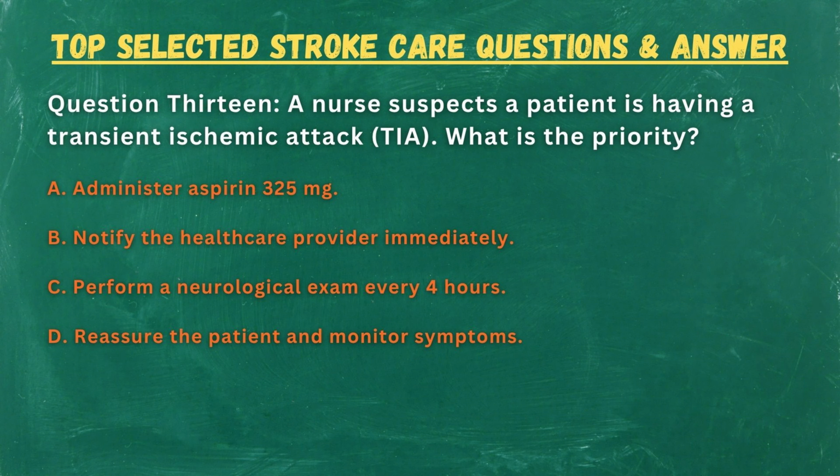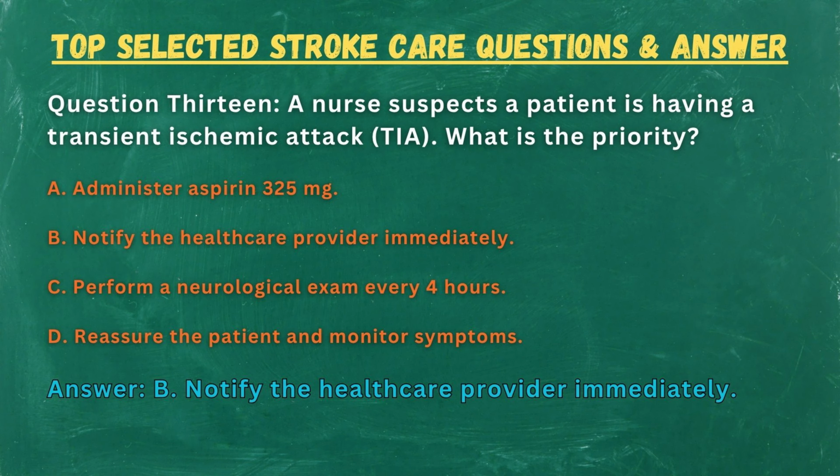Question 13. A nurse suspects a patient is having a transient ischemic attack, TIA. What is the priority? A. Administer aspirin 325 milligrams. B. Notify the healthcare provider immediately. C. Perform a neurological exam every 4 hours. D. Reassure the patient and monitor symptoms. Answer. B. Notify the healthcare provider immediately.